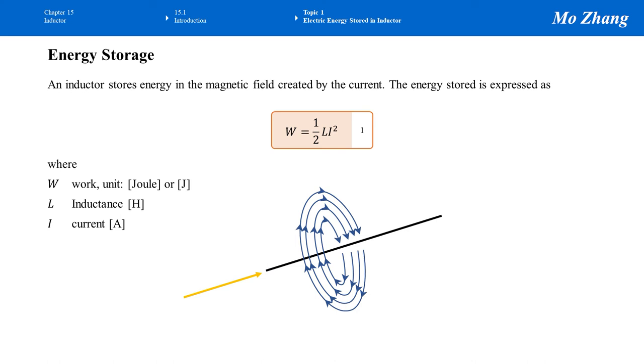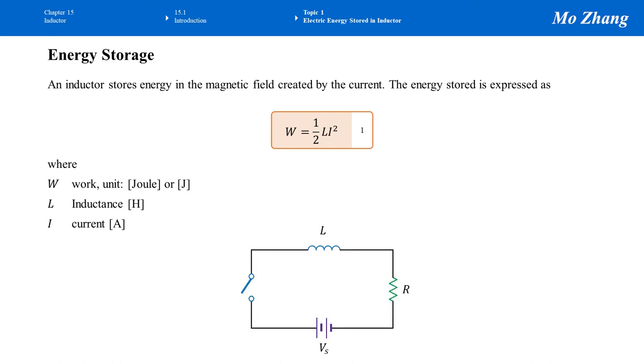The formula shows the energy stored in the inductor depends a lot on the current that passes through this inductor. Inductance plays an important role, but current is more important. The work has a unit of joule. The unit of inductance is Henry, and the unit of current is ampere.